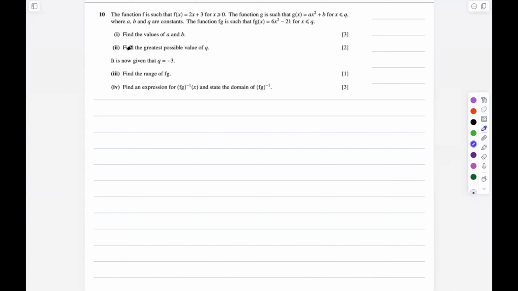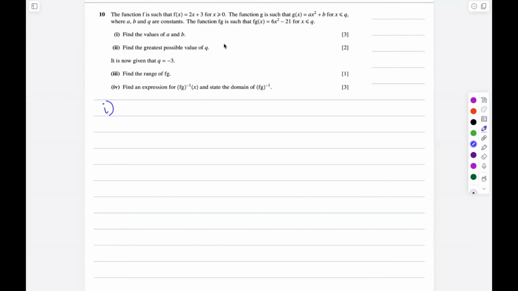In question 10, the function f is such that f of x equals 2x plus 3 for x greater than or equal to 0. The function g is ax squared plus b, where a, b, and q are constants. The function fg is 6x squared minus 21 for x less than or equal to q. In part 1, we have to find the values of a and b.